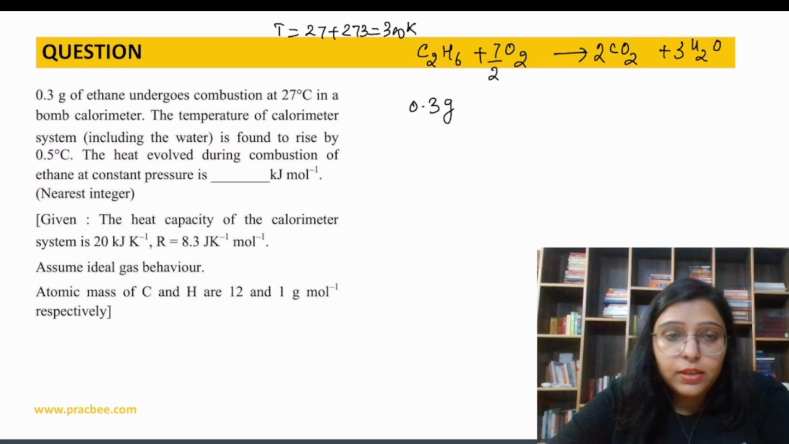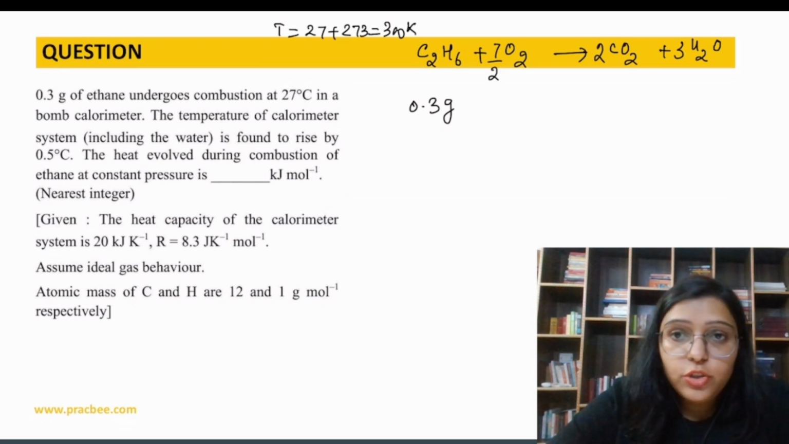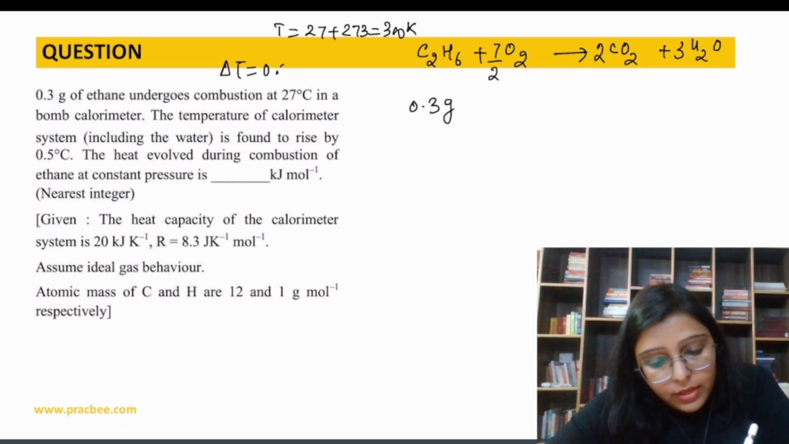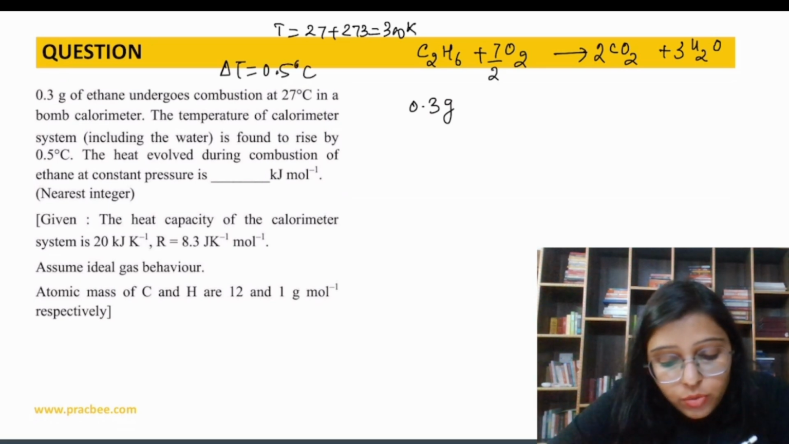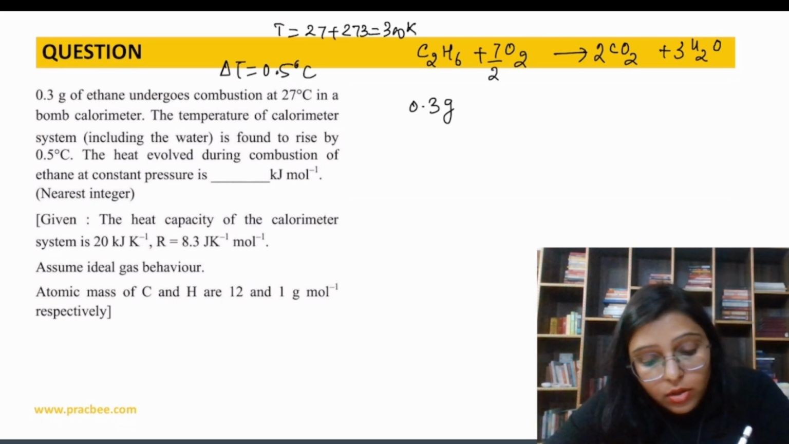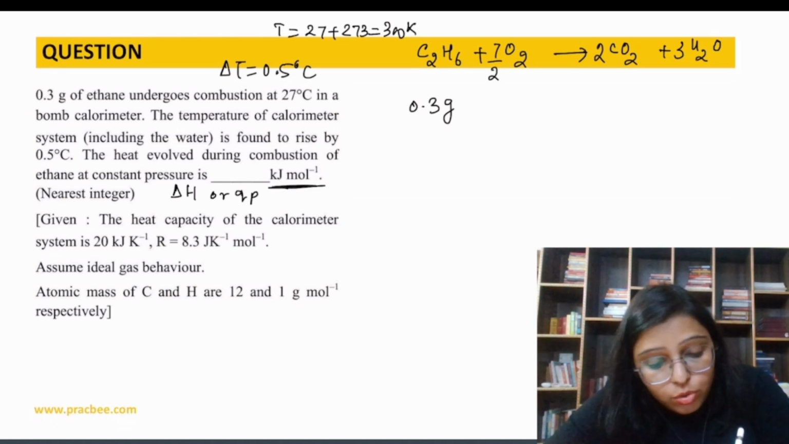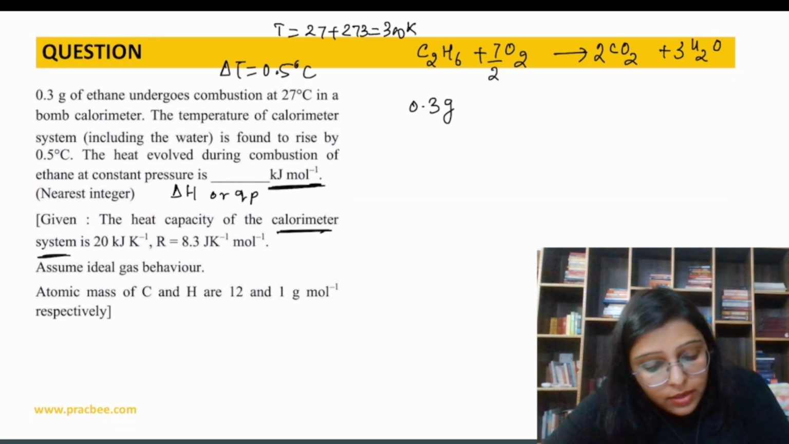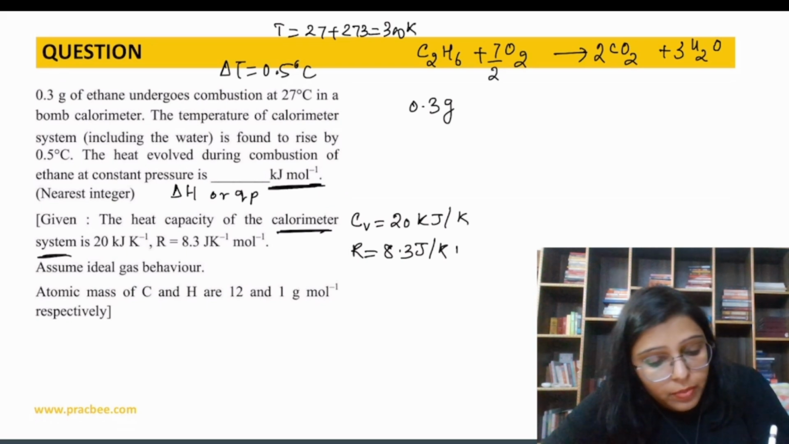In a bomb calorimeter, that is, at constant volume, the temperature of the calorimeter system, including the water, is found to rise by 0.5 degrees Celsius. So delta T is 0.5 degrees Celsius. The heat evolved during combustion of ethane at constant pressure is, so we have to find delta H or QP in kilojoule per mole. The heat capacity of the calorimeter system is given, that is CV is 20 kilojoule per Kelvin, and we have to take the value of R as 8.3 joule per Kelvin per mole.